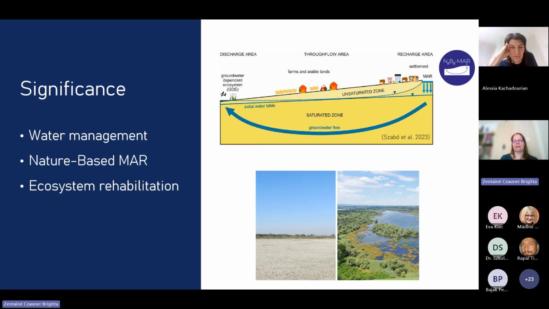And in these approaches or methods, it's important to understand the flow systems, to know where the recharge and the discharge areas of the different flow systems can be. And as I mentioned, in the Great Hungarian Plain, we have a lot of saline ecosystems, which also need the salt content of the deep groundwaters, which can flow upward in the transition zone. So that's why our results can be significant or important also in ecosystem rehabilitation.